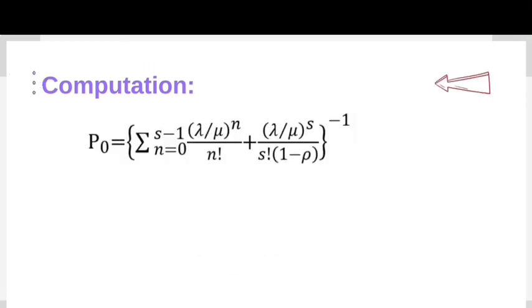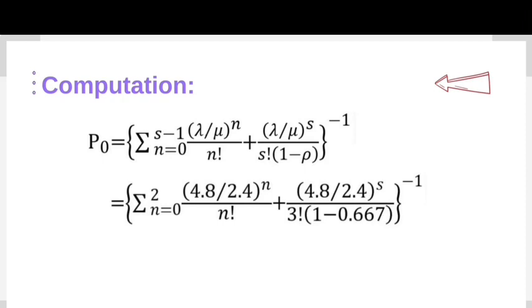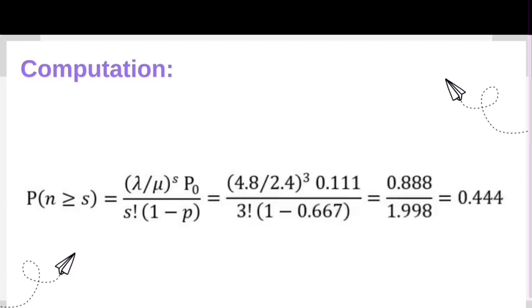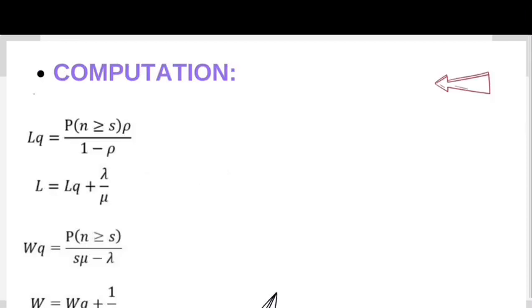Next, compute the probability that the system is empty given by this formula. And the answer is 0.111. Finally, using these figures, we can now compute the probability that all servers are busy. The computed value is 0.444. After computing this, we can now determine the values of LQ, L, WQ, and W. Just simply substitute the values of the variables required in the formulas.